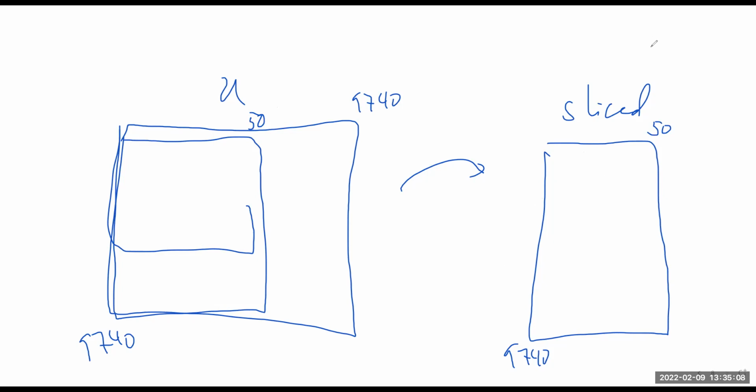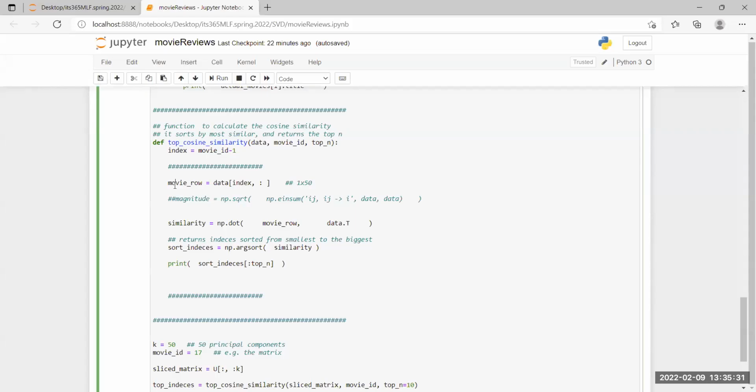Then this is the sliced data. Then we have one movie ID, so let's say 3,000. That's the movie that I like, the Matrix. I take that, and I need to slice out this row with all 50 components. Here, I did that. I sliced it: index, all. So 3,000 by 50. Then I need to calculate the similarity. That whole movie row vector is going to be compared to all the vectors.